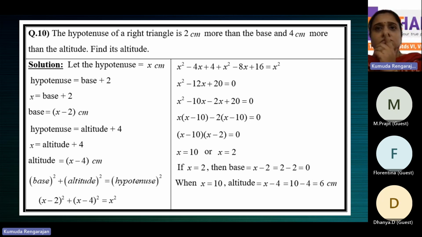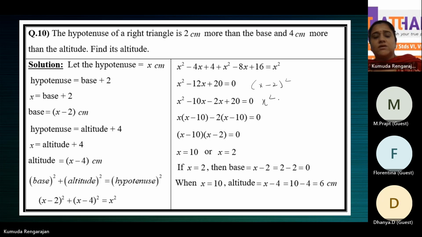Square minus 4x. Because (x minus 2) the whole square is (a minus b) the whole square, right? So what is (a minus b) the whole square? a square minus 2ab, plus b square. So minus 2ab is nothing but minus 2 into x into 2, so minus 4x, plus b square. b is 2, so 2 square is 4.